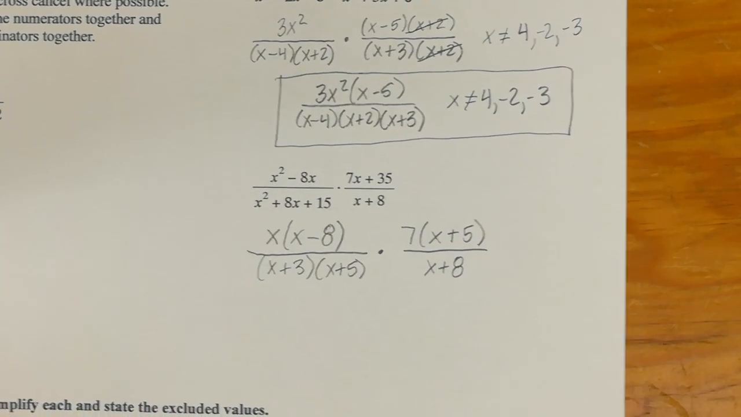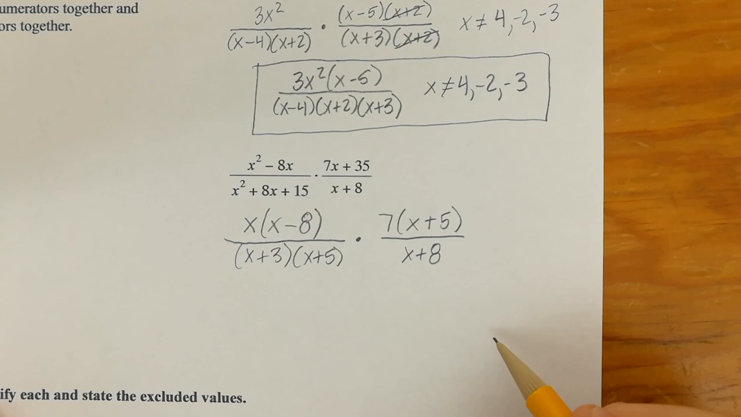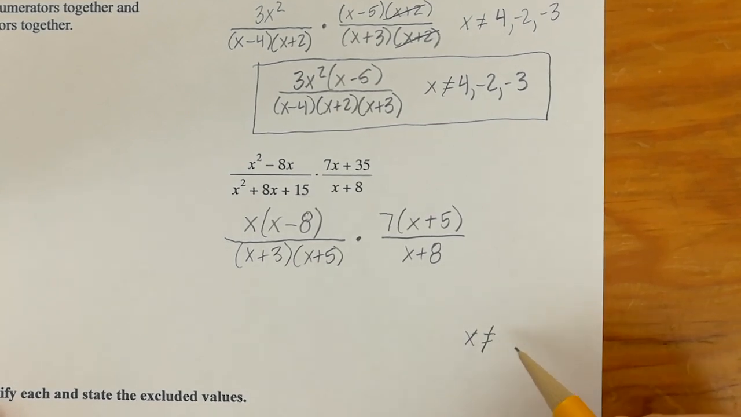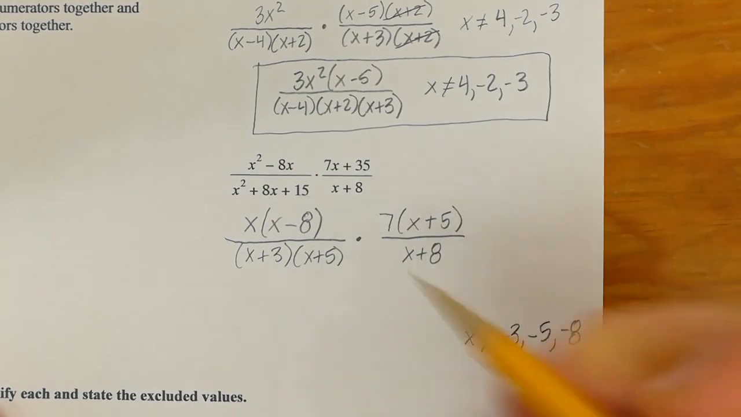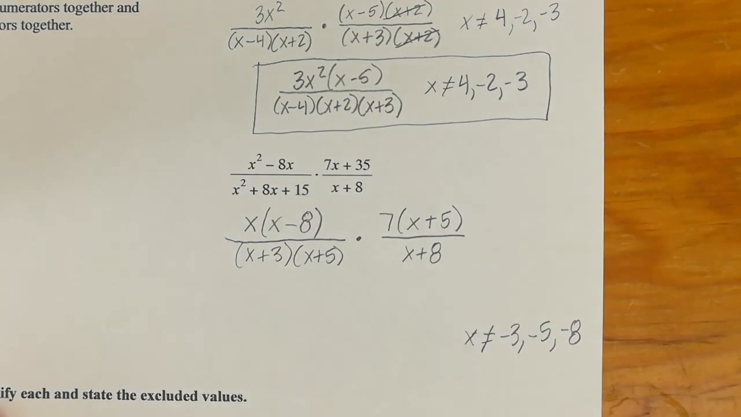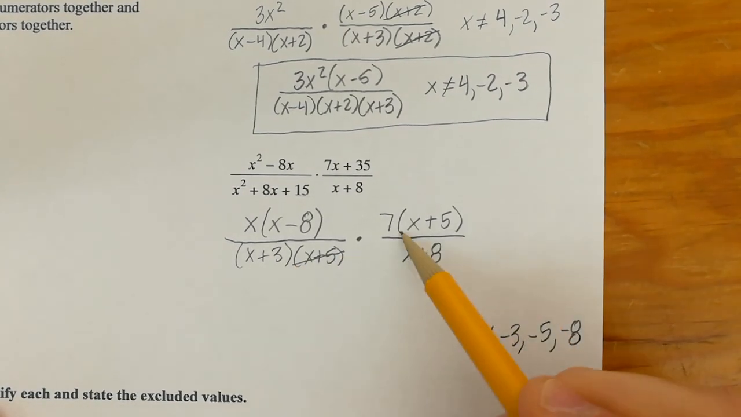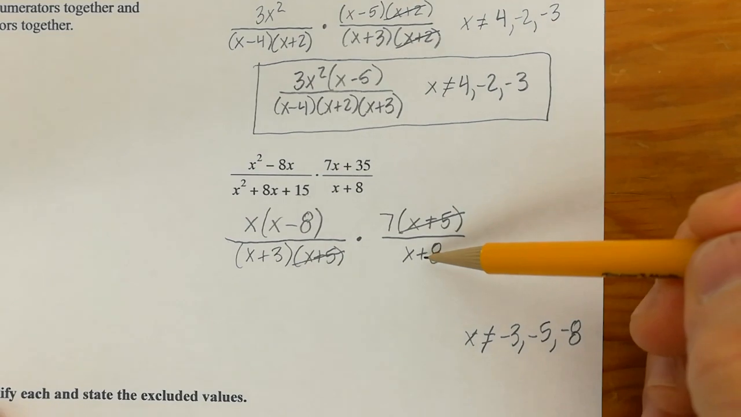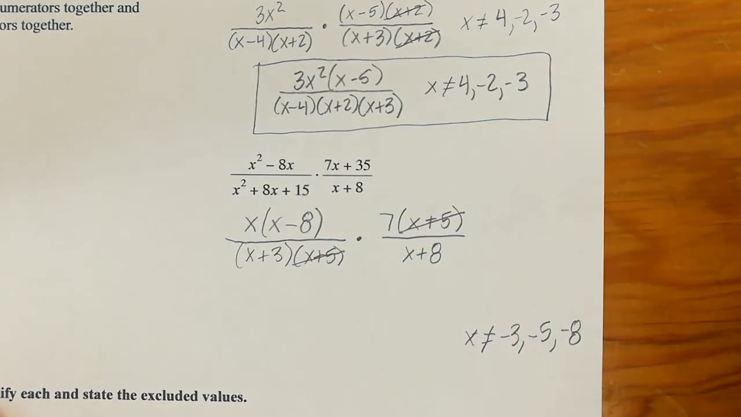So there we go. Now we want to identify those excluded values. I might do that thing I mentioned earlier and write my excluded values down here so I don't have to rewrite them. So x cannot equal -3, -5, or -8, all the opposites of those, whatever would make them 0. All right, now we cancel or cross-cancel. I notice the x plus 5's can cancel. Now, it's really tempting to want to cancel out x plus 8 with x minus 8, but they are two different things. You cannot cancel those.